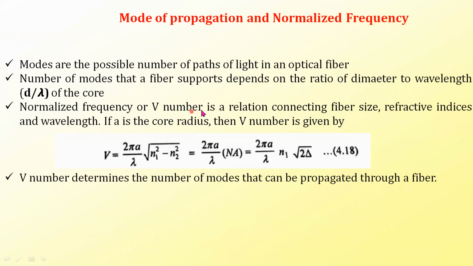So the normalized frequency, or V number, which is a relation connecting fiber size, refractive index, and wavelength, is given as V is equal to 2 pi A by lambda into root of n1 square minus n2 square. Or it can also be written as 2 pi A by lambda into n1 into root of 2 delta. Delta we defined in the previous slide. The V number determines the number of modes that can be propagated through a fiber. So the V number represents the number of modes that can be propagated in a fiber. That is the normalized frequency. Mode of propagation means the number of possible paths of the light in the optical fiber.